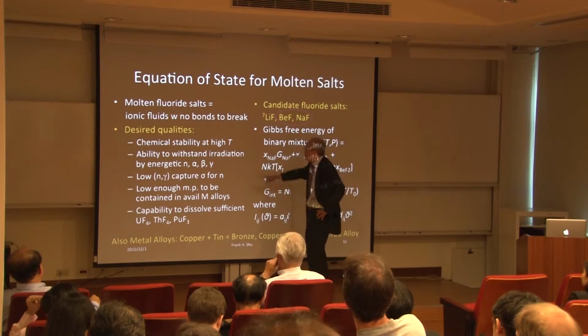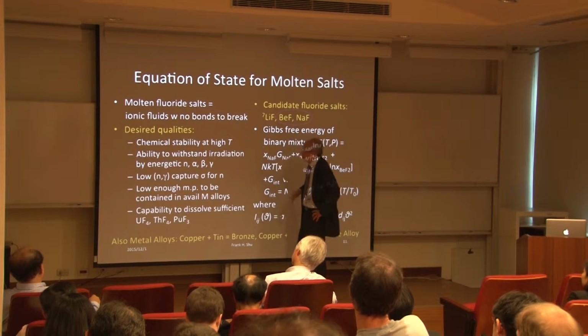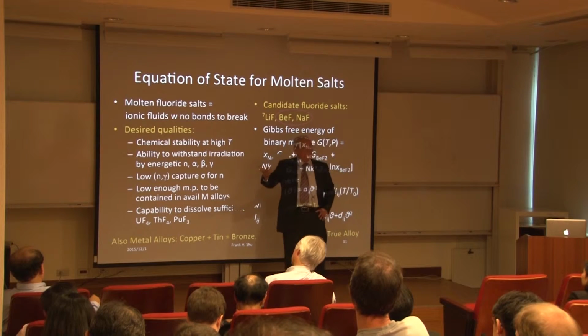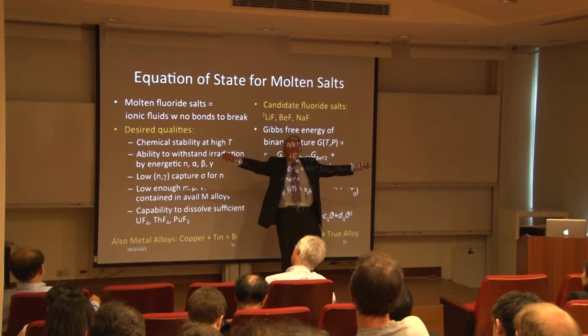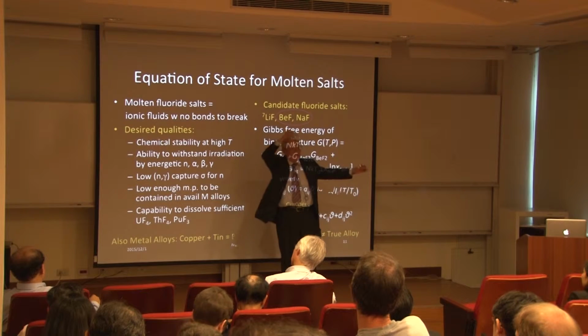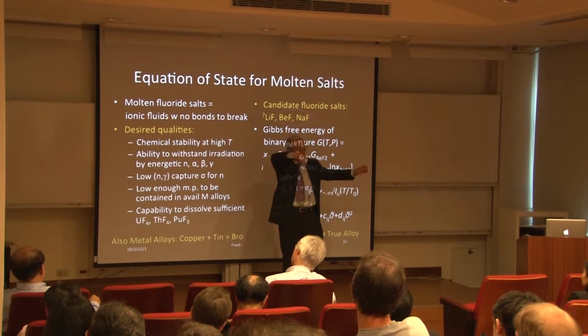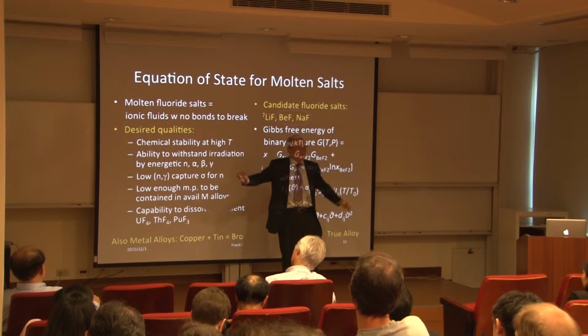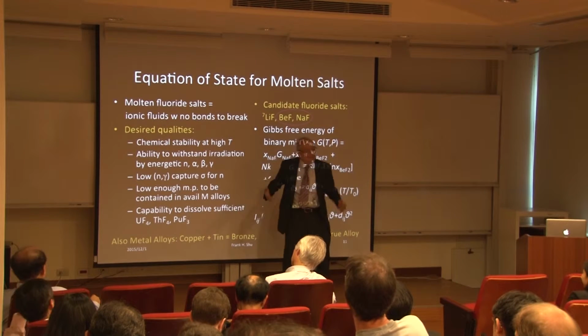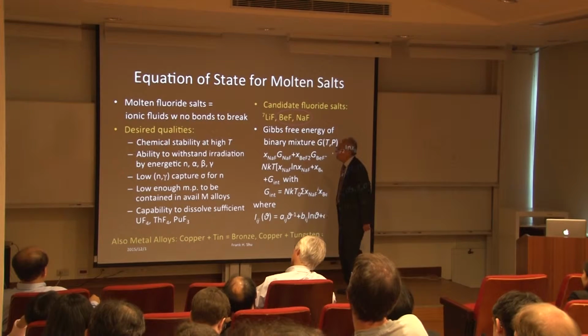That's not good. So you want chemical stability at high temperature. These salts have it, because something from the left-hand side of the periodic table is combined with something on the right-hand side of the periodic table. That means, by definition, it's very hard for anything in between to get in between, because this is the most electropositive, this is the most electronegative. Okay? So it can do that.